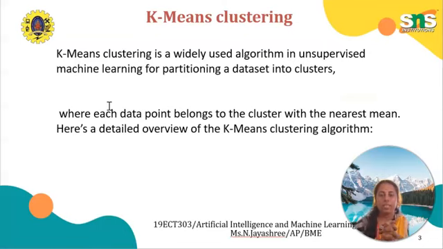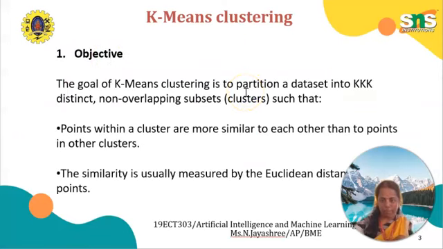Here is a detailed overview of the K-means clustering algorithm. So let us see what the objective is. The goal of K-means clustering is to partition a data set into K distinct non-overlapping subsets, such that points within the cluster are more similar to each other than to points in other clusters, and the similarity is usually measured by the Euclidean distance between the points.